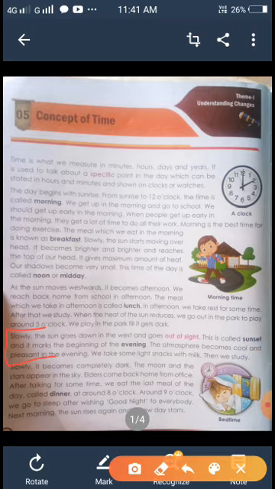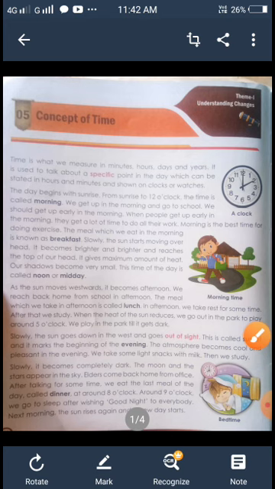And when the sun goes down in the west direction, it is called sunset. See, when the sun rises, that is called morning. And when the sun sets, it is called evening. When the sun goes down, it is called evening. And in this time, the atmosphere becomes cool and pleasant. Okay, and some of the children take snacks at this time. Then come to next.